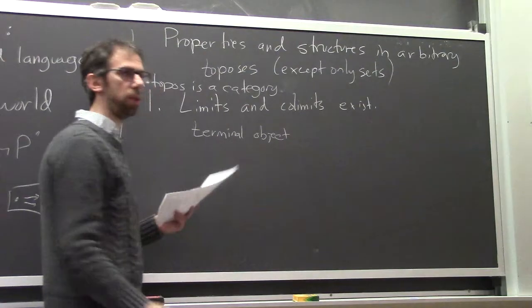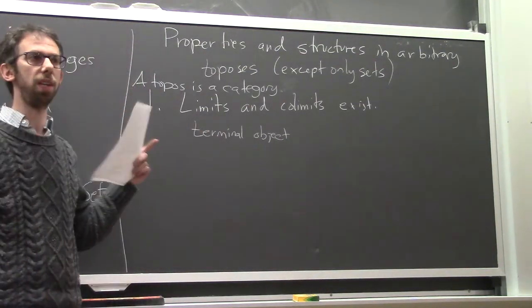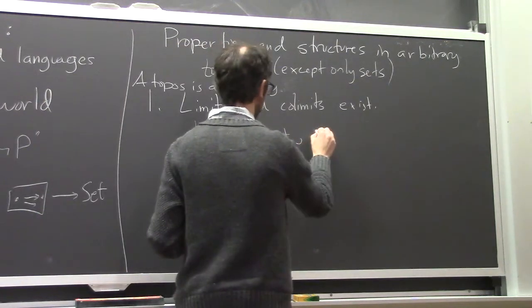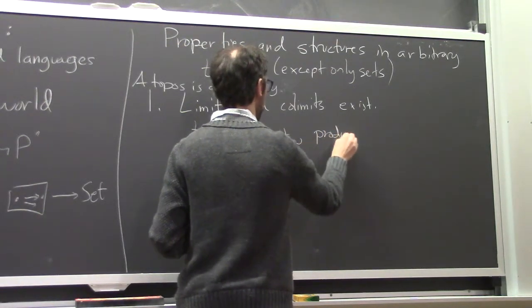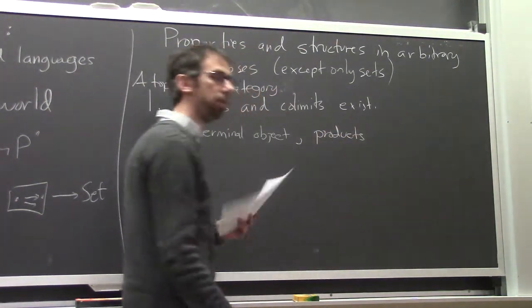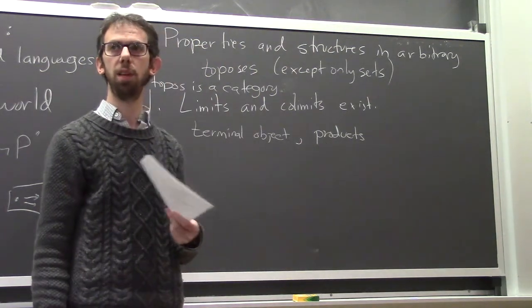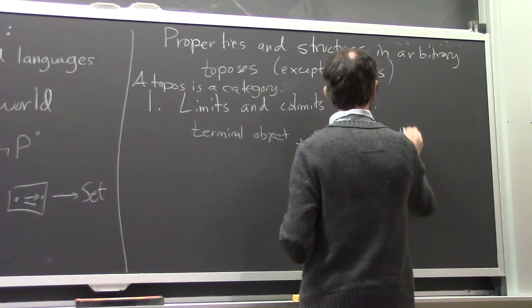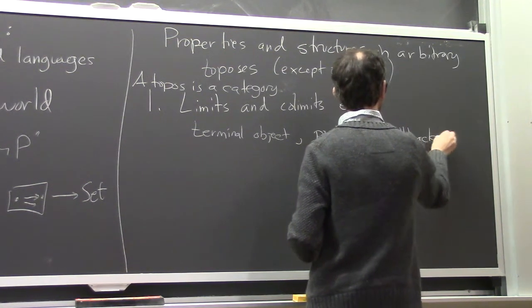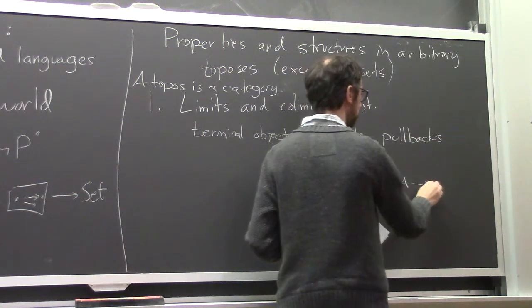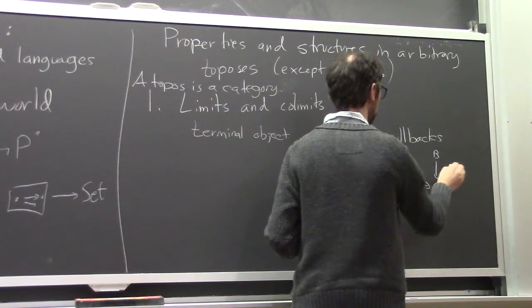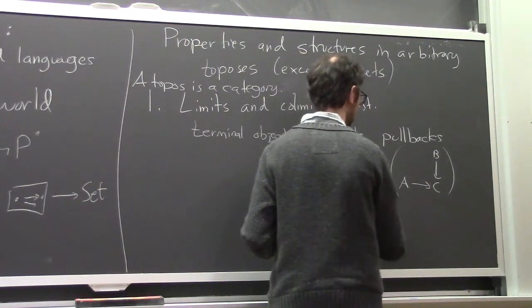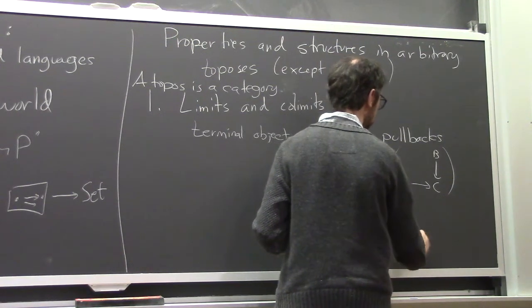It has a terminal object, which means there's some object in that topos that everyone has a unique map to. It has products. For any two objects, there's a product, or for any finite or infinite number of objects, there is a product of all of them. And it has pullbacks. What does that mean? If I have three objects in the topos, for all diagrams like this, there exists a diagram like this.